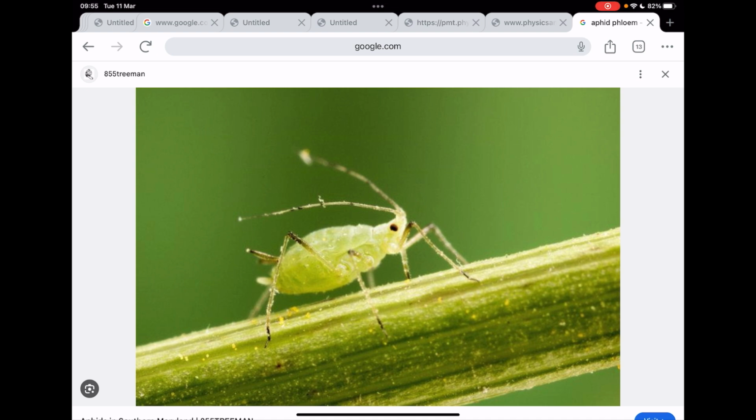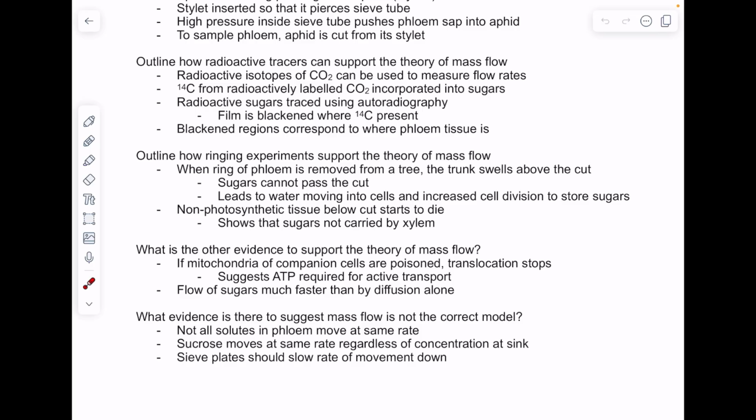So what they're going to do is they're going to cut the aphid away from its mouthparts, and by doing that they're going to have inserted a tiny needle into the stem, which will then start oozing sucrose, and that's due to the high pressure inside the sieve tube pushing the phloem sap into that mouth part, and then they can obviously capture the sucrose and measure how quickly it's moving through the stem. And then because this part of the specification is super dull, I'm just going to leave a screenshot of my revision guide so you guys can scribble down the notes to do with more evidence supporting this mass flow theory within the phloem.